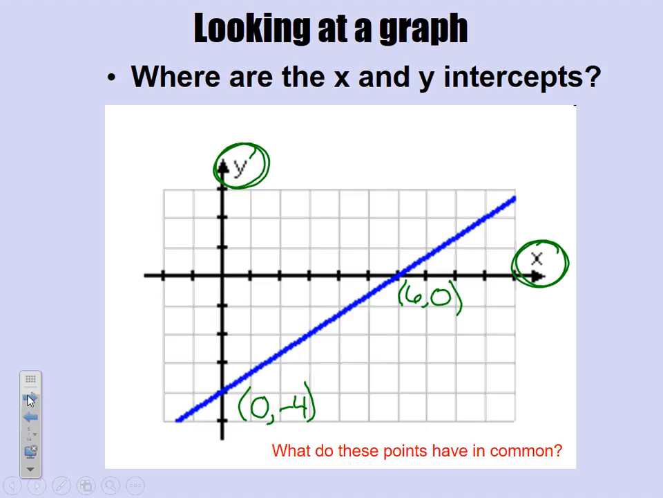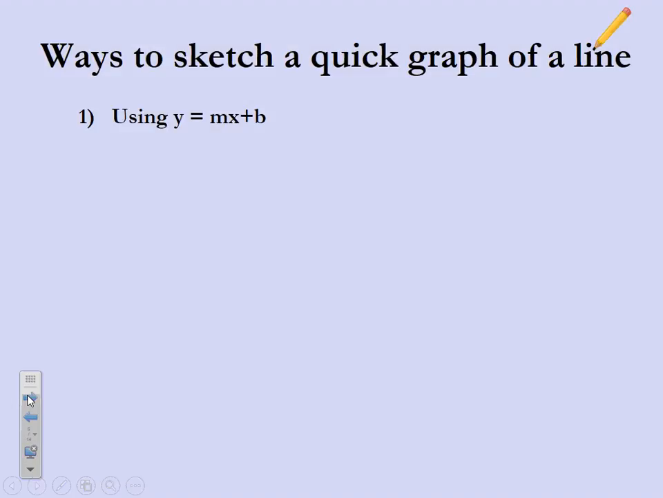So what do these points have in common? This is what's really important. They both have zeros, okay? My x-intercept has the 0 in the y spot, and my y-intercept has the 0 in the x spot. That's very important for us to see and understand. Okay, so this doesn't have to be written in your notes either. This page, though, does please.